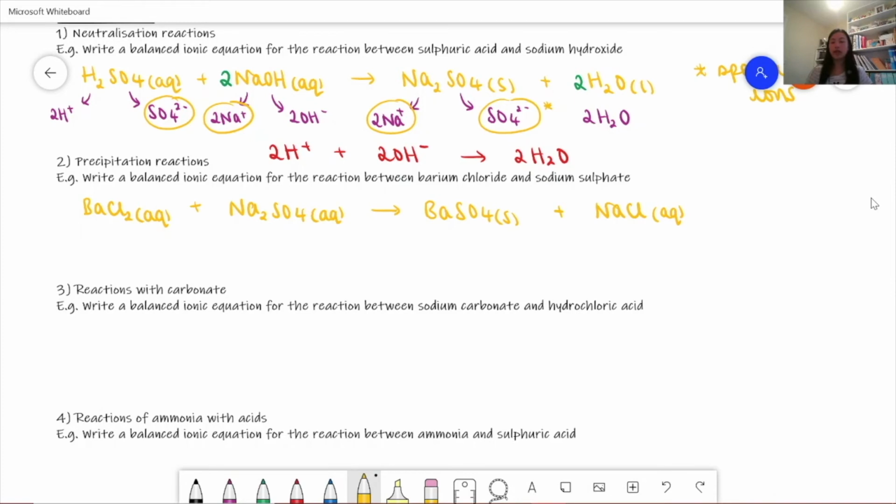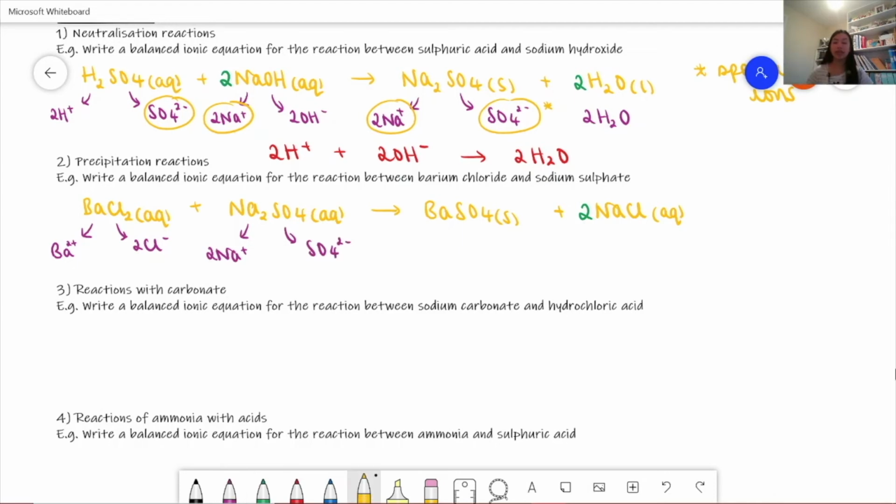And so again, we balance it first. So we have 2 chlorines on the left, and so we have to have 2 on the right. And now this should be balanced. And again, we then write out all the ions we have. So here we have a Ba2+, a barium 2+ ion, and then I have 2 of these chloride ions, 2 of these sodium plus ions and then 1 sulfate ion.